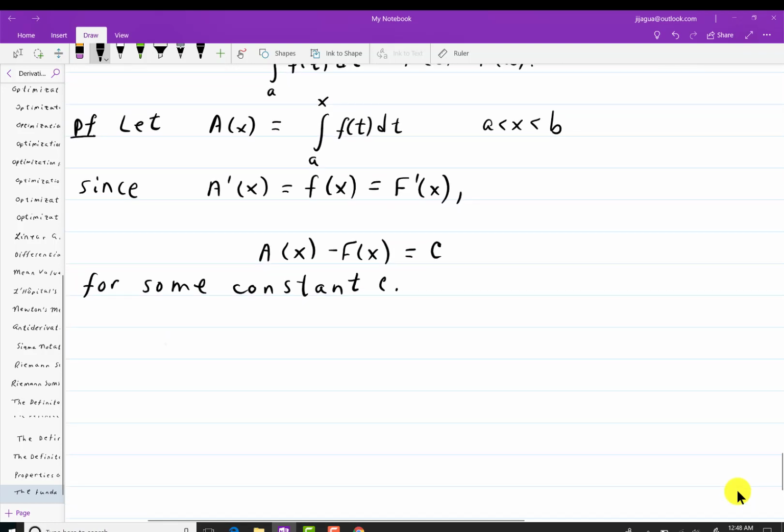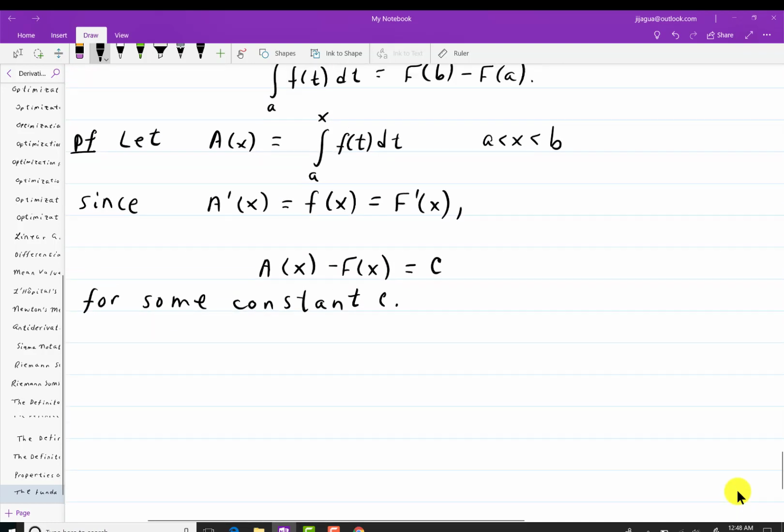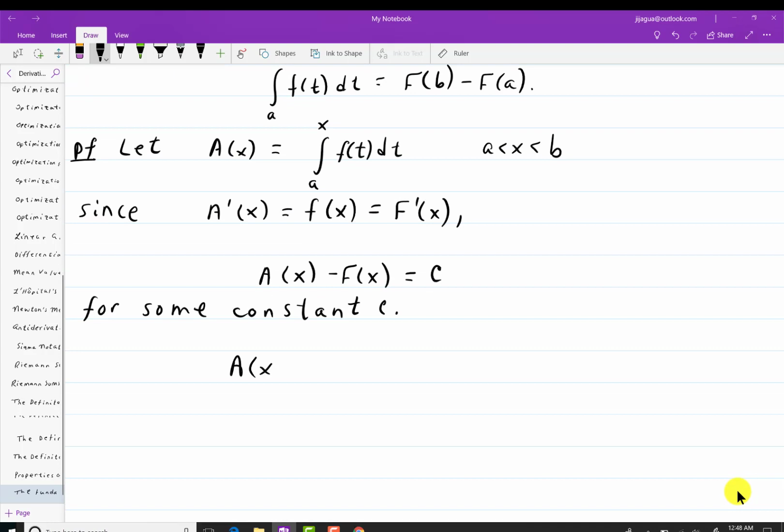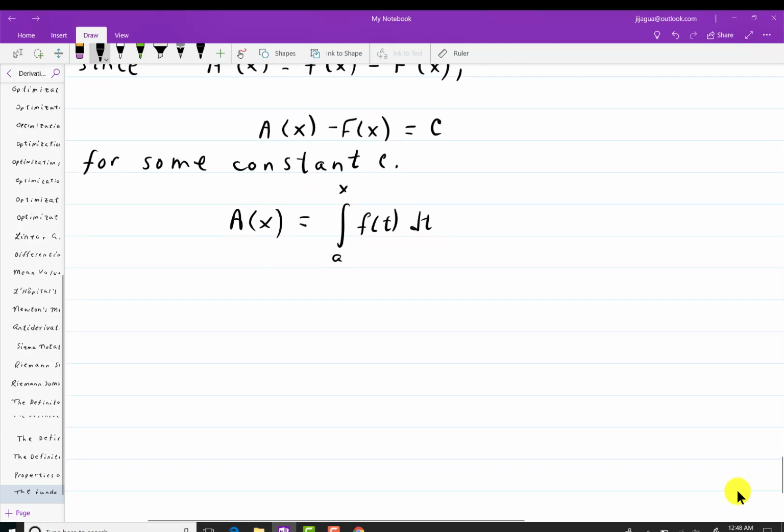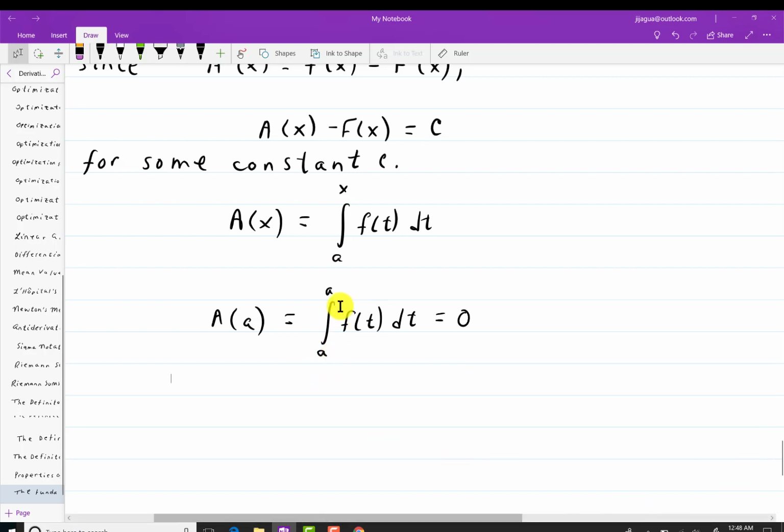Now let's take a look at some things. Capital A of x equals the integral from a to x of f of t dt. If I plug in little a, A of a equals the integral from a to a of f of t dt, and we already know that equals 0. I remember mentioning it. They call this the zero width rule because you have no thickness.